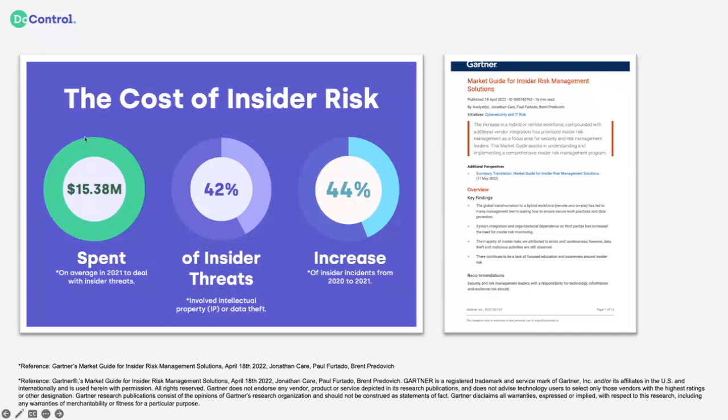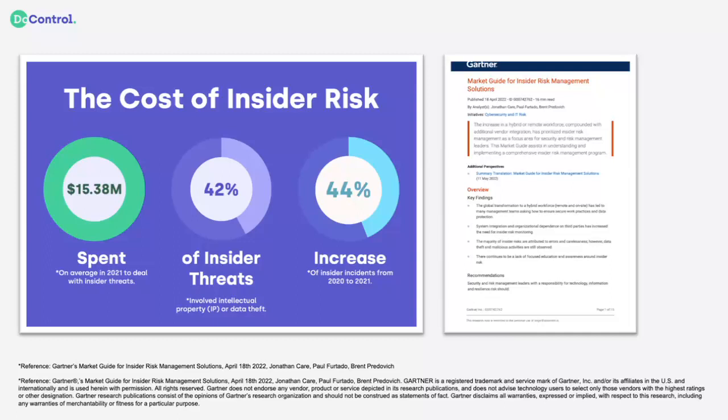First, you can see on the slide, just under $16 million spent on average in 2021 to attempt to deal with insider threats. 42% of insider threats involved intellectual property or data theft. And then you have a 44% increase of insider incidents from 2020 to 2021. So the risk of insider threats continues to be top of mind for CISOs and security practitioners. The market guide is a great resource for organizations that are looking for solutions to mitigate the risk of insider threats.